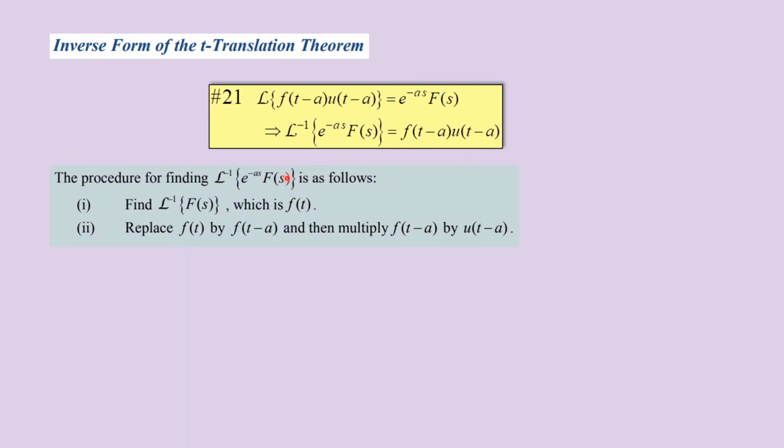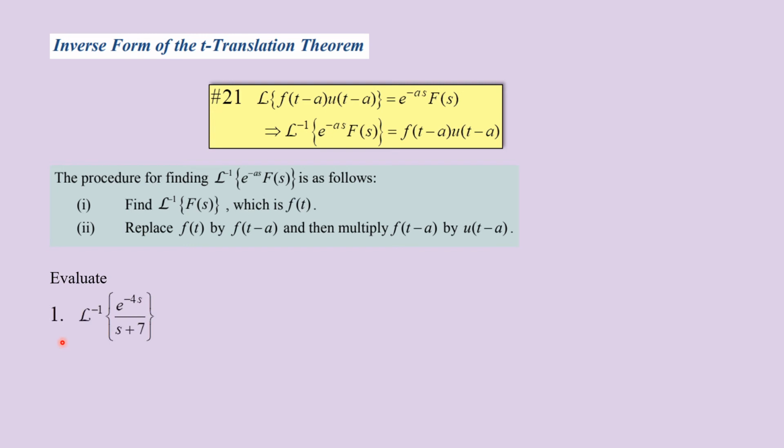Here is the procedure for finding the inverse Laplace transform of e to the negative a s F(s). First step, we have to find the inverse Laplace transform of F(s), which is definitely f of t. So firstly find f of t by finding the inverse Laplace transform of F(s). And second step, replace f of t by f(t minus a), and then multiply f(t minus a) by u(t minus a).